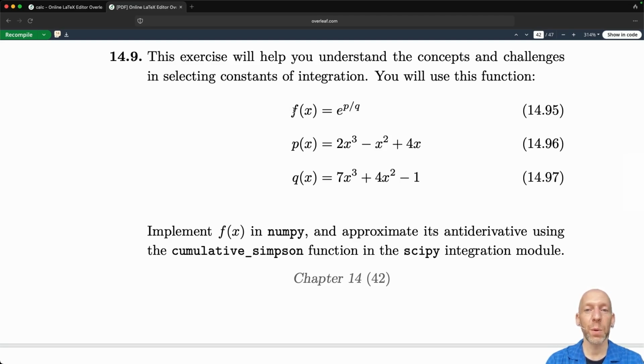Okay, so we are going to be working with this function here. It is f of x equals e to the power of p divided by q, where p and q are these polynomials. So implement this function here, actually implement these 3 functions, because we're going to be working with p divided by q separately and visualizing this.